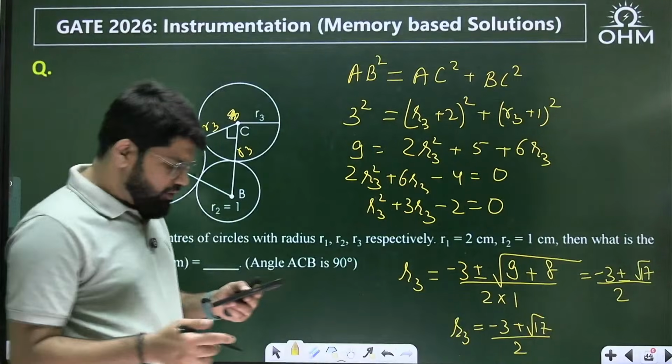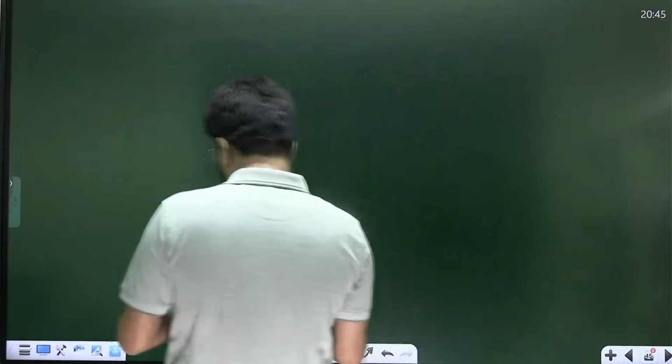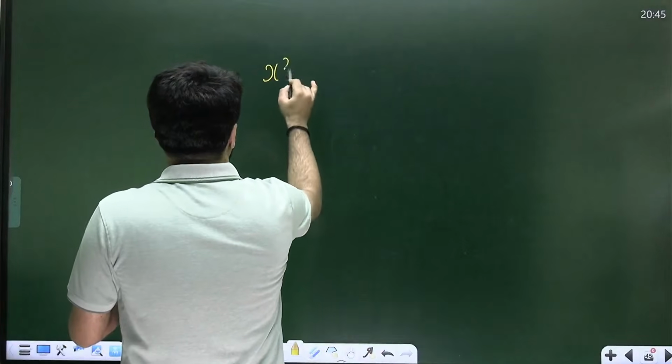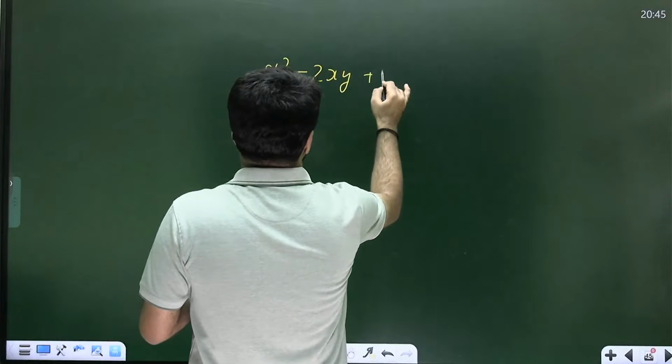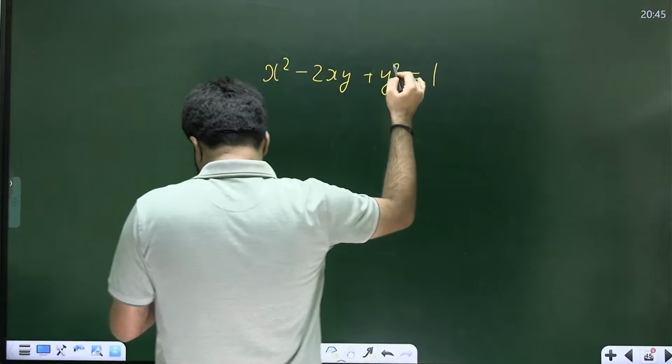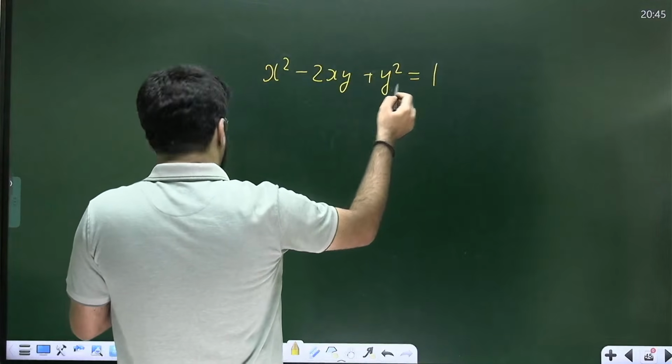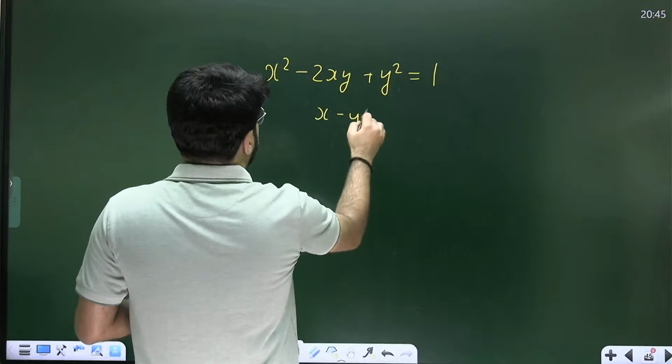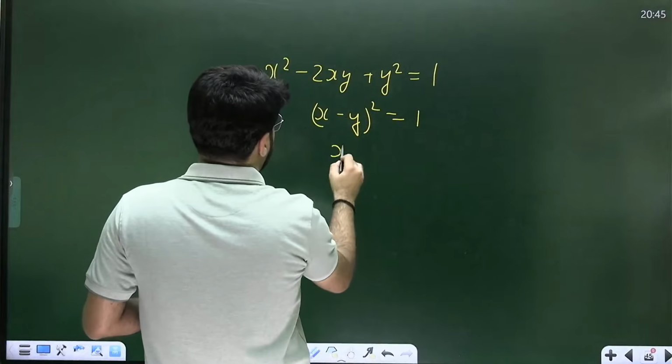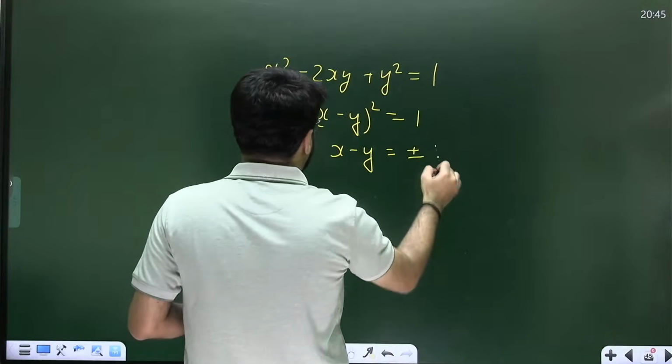See, one more question Vishnu is adding here. Okay, I will take that question. What is the question you are telling, Vishnu? x square minus 2xy plus y square will be equal to 1. Okay, what does this represent? It is nothing but the (x minus y) square identity, equal to 1. So x minus y is plus or minus 1.